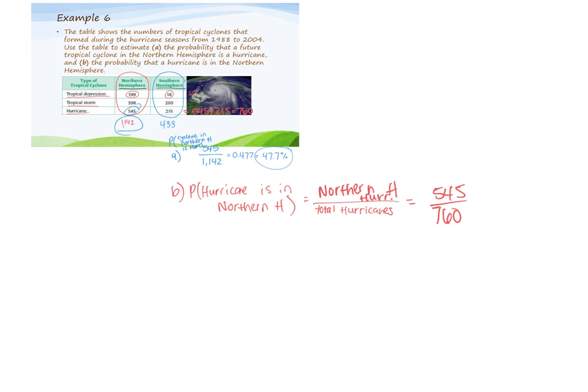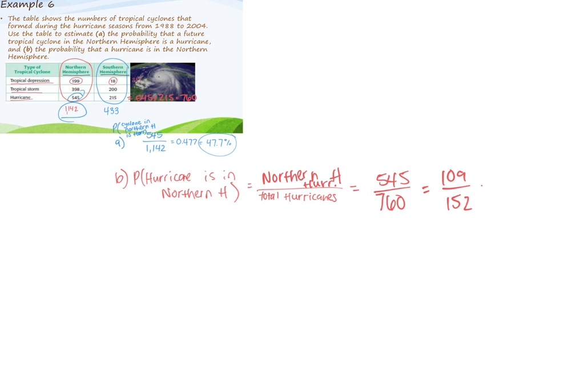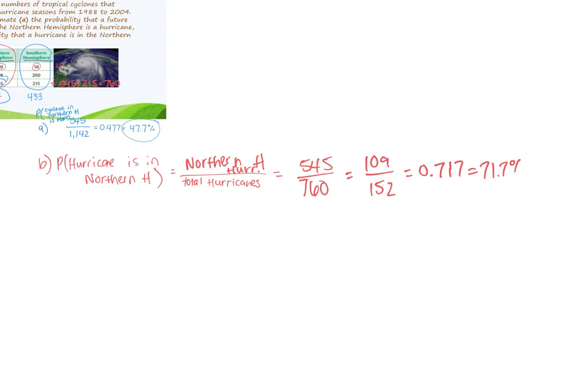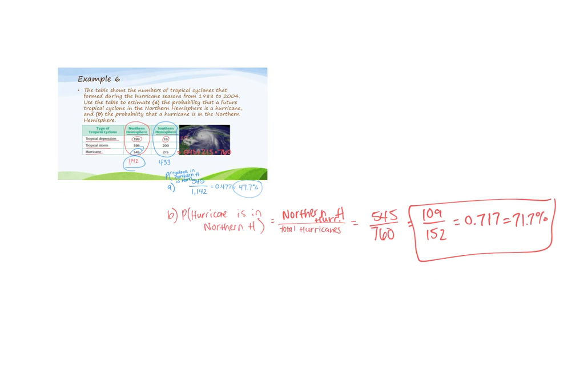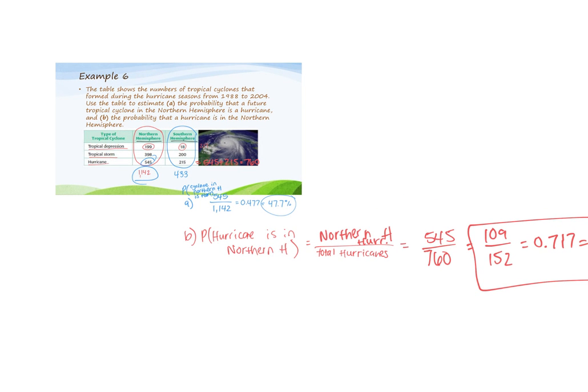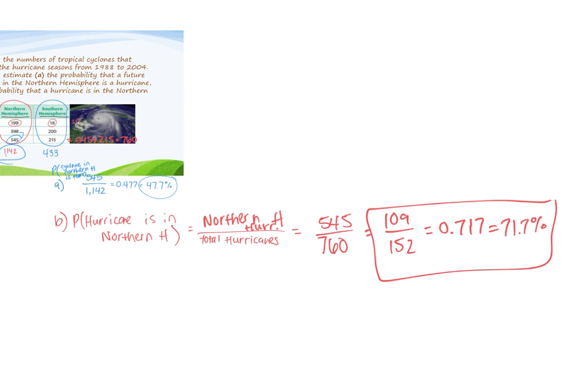This fraction can simplify. They're both divisible by 5. 545 divided by 5 is 109, and 760 divided by 5 is 152. Let's just divide them. 0.717, which is 71.7%. Remember, any of these answers are acceptable. Questions?